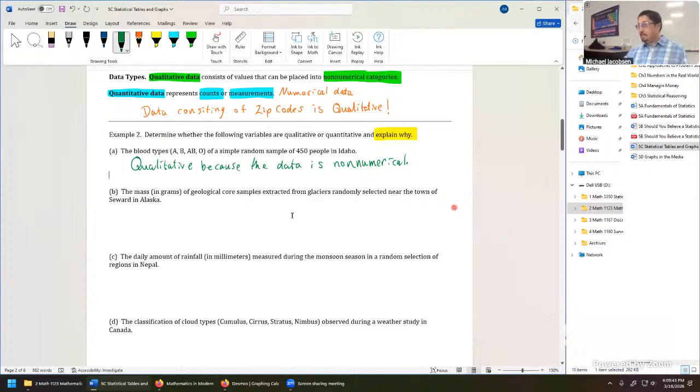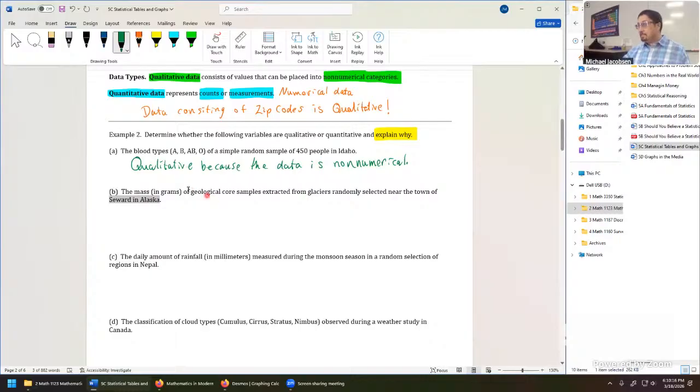Well, let's try this again. So here's some other random study that we're looking at. It doesn't mention anything about a sample, but it says the mass in grams of geological core samples, it does mention samples, it turns out, extracted from glaciers randomly selected near the town of Seward, Alaska. And that's our data. That's the whole description of the data here.